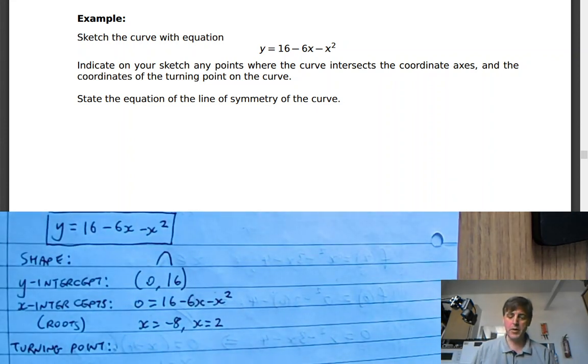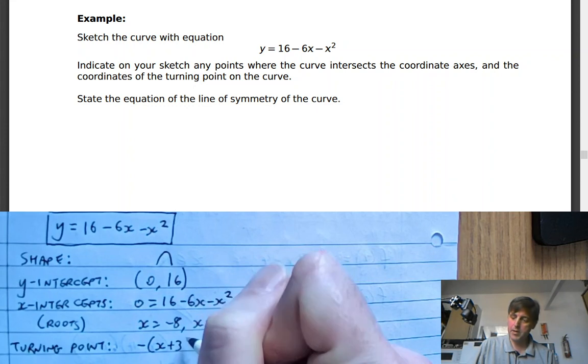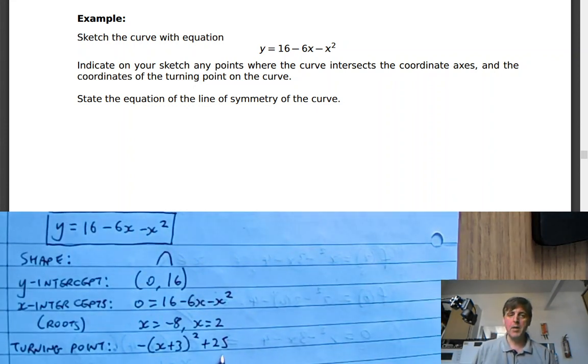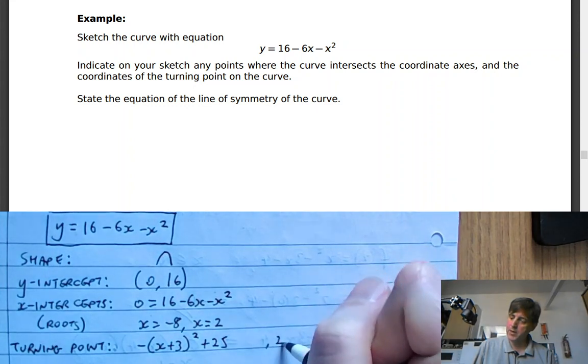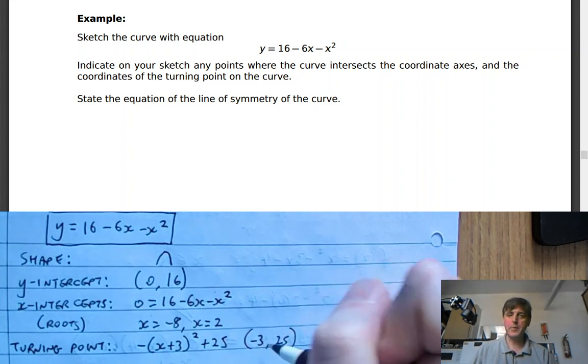And then the turning point, we need to have this in completed square form. When I wrote it in completed square form, I'll just jump to what I got here. This is the completed square form. So the y value is going to be what we get when this bit is 0, which gives us a y value of 25. And the x value is what value of x ends up giving this a value of 0, which is -3.